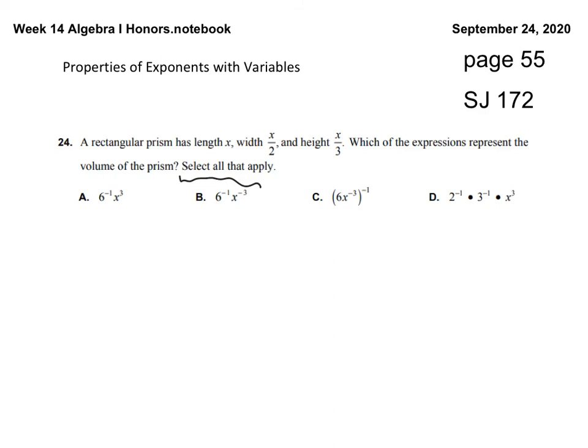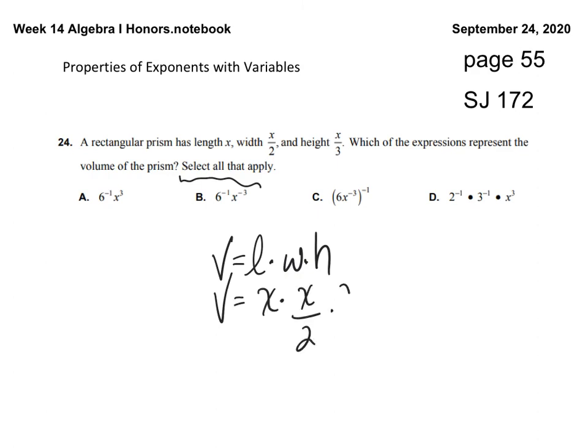Select all that apply. Volume of a prism is going to be length times width times height. My volume would be x times x divided by 2 times x divided by 3. So this particular answer would be x to the first times x to the first times x to the first. Add your exponents, that would be x to the third. 1 times 2 is 2, 2 times 3 is 6. So this is the actual volume with the facts that I've been given. How many of these would be equivalent to x to the third over 6?